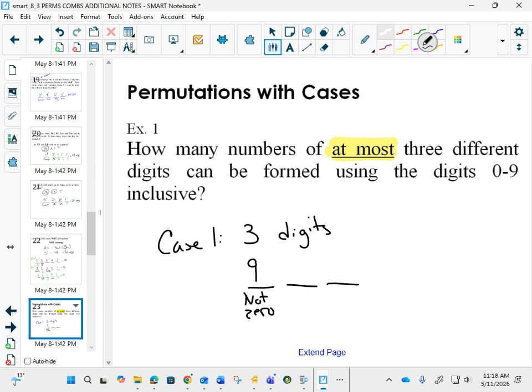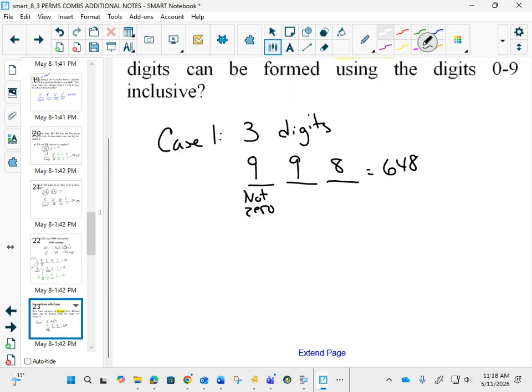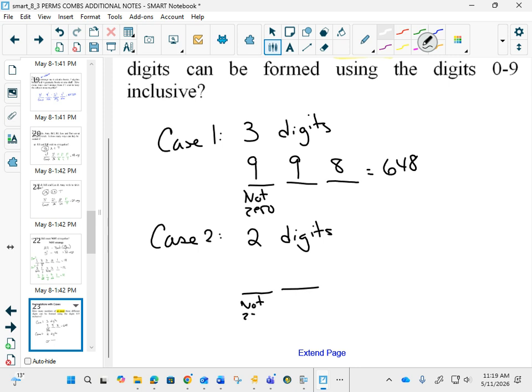And then 0 could be put back in. But since they have to be different, you've used up a number, there's only 9 left. And then 8. For 648 total. Case 2. 2-digit numbers. 2 spaces. Again, there is a restriction here that this is not 0. 9 choices. Now 0 could be put back in, but one of the numbers is gone. 9 choices again, giving us 81.